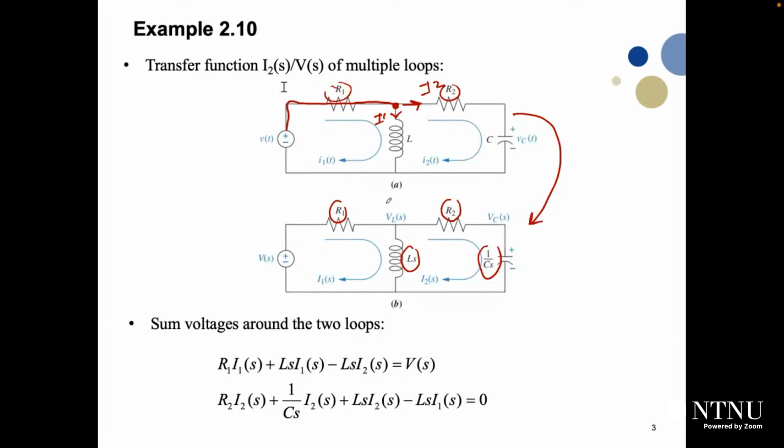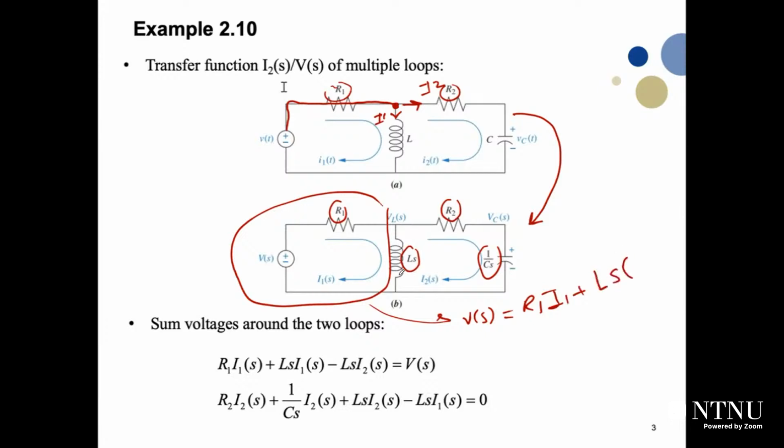And we will look into the first loop. This one is loop number 1 to the left. For this loop number 1, we will write the voltage across it. The source V of S equals R1 multiplied by I1 of S, correct? So it will be R1 multiplied by I1 plus LS multiplied by I1 minus I2, because in this direction we have I1, and in the opposite direction we also have I2. So the total current in LS will be a subtraction of I2 from I1, so it will be I1 minus I2. So just arrange it to get this equation.